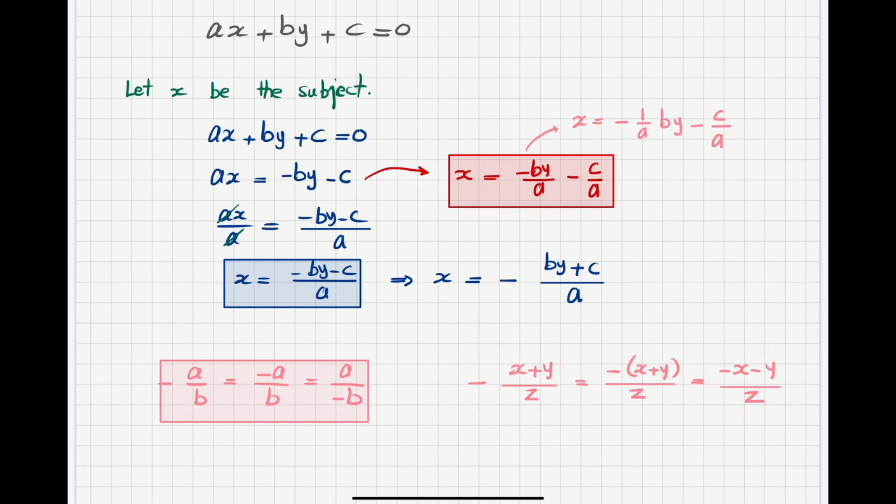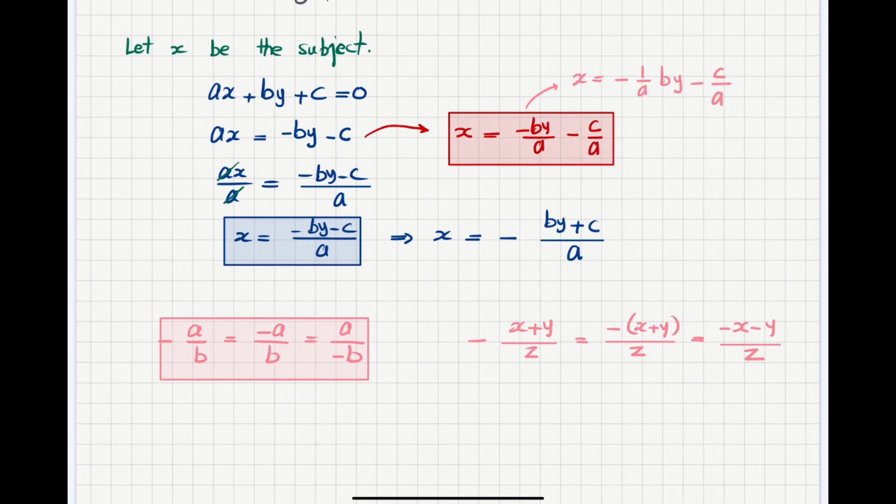So the minus sign which is in front of the fraction line is for the whole numerator or for the whole denominator, depending on which one you prefer. But it goes for the whole expression. Be careful about that. Yes?